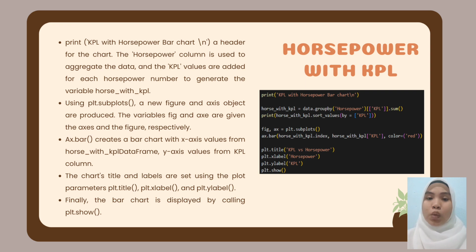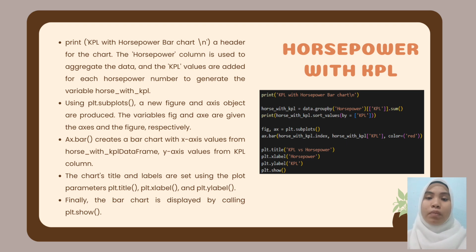Okay, for the second chart, we use the KPL with the horsepower. We print the KPL with horsepower bar as the header of the chart. The horsepower column is used to aggregate the data and the KPL values are added for each horsepower number to generate the variable horse with KPL.